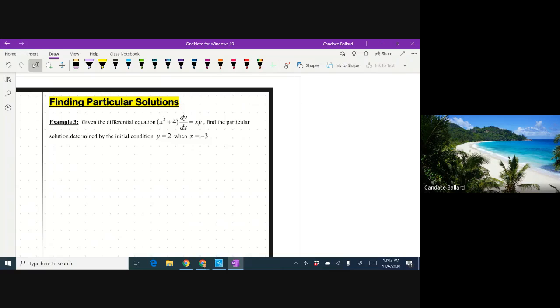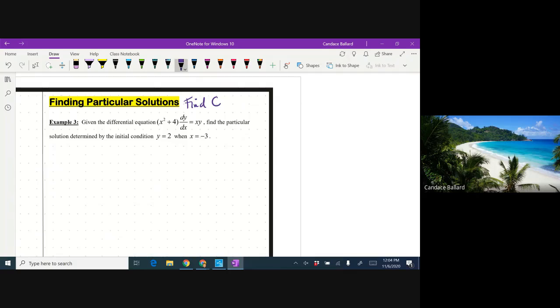I'm hoping you guys can impress me that you remember some of these special words that we're going to use here in a minute. So finding a particular solution means we are going to find C when we do our equation. Given the differential equation, x squared plus 4 dy dx equals xy, find the particular solution determined by the initial condition y equals 2 when x equals -3. You know you're solving for C because they gave you an initial condition and they said the words particular solution.